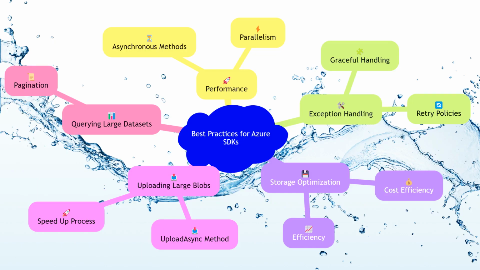To get the most out of Azure SDKs, it is important to follow best practices. These include using asynchronous methods to improve performance, handling exceptions gracefully, and optimizing your storage operations for cost and efficiency. For example, when uploading large blobs, you can use the UploadAsync method with parallelism to speed up the process. Additionally, you should implement retry policies to handle transient failures and use pagination when querying large datasets. Following best practices helps you build robust and efficient applications that leverage Azure storage effectively.